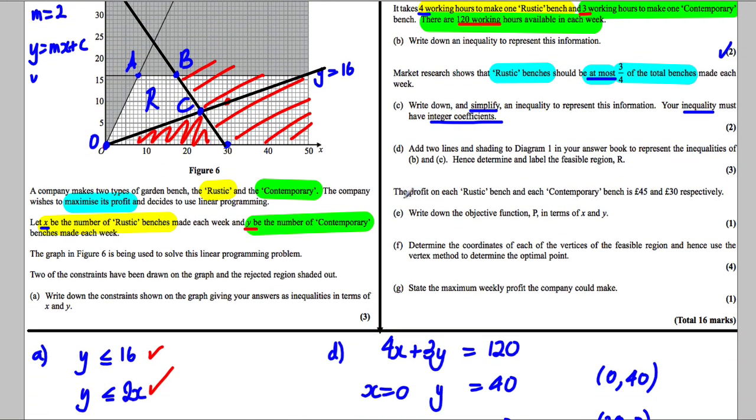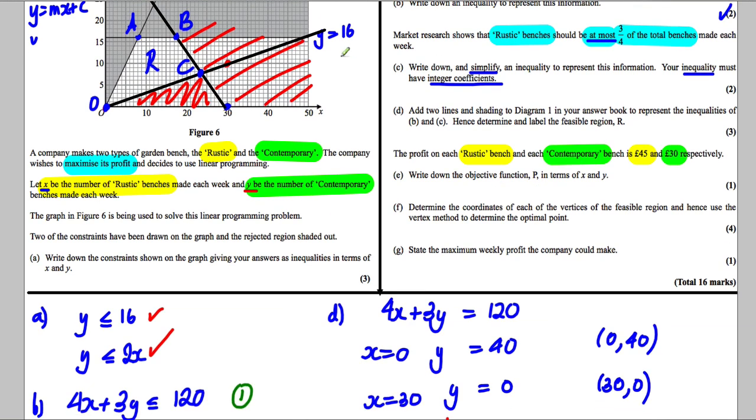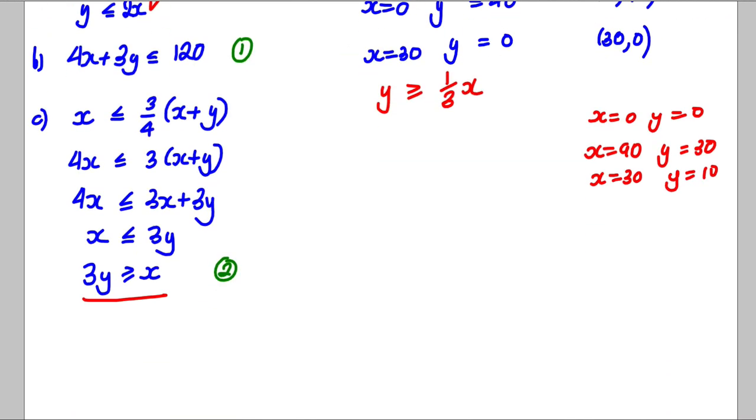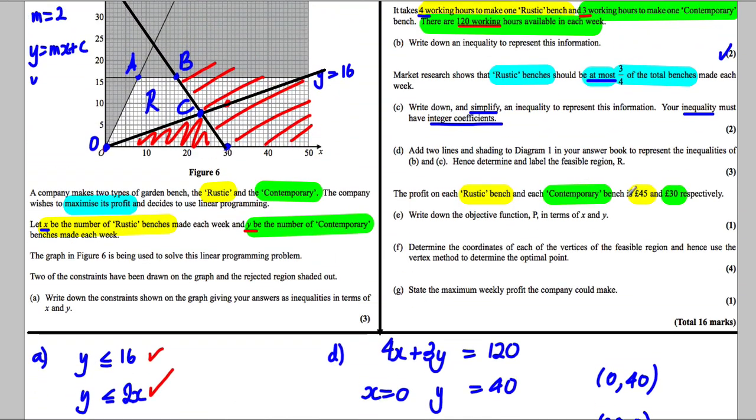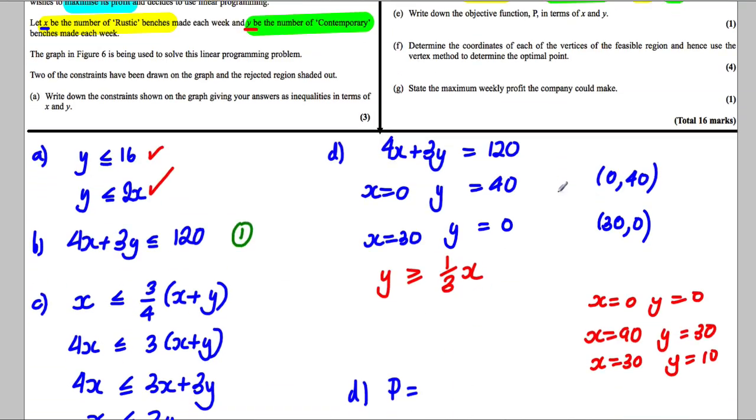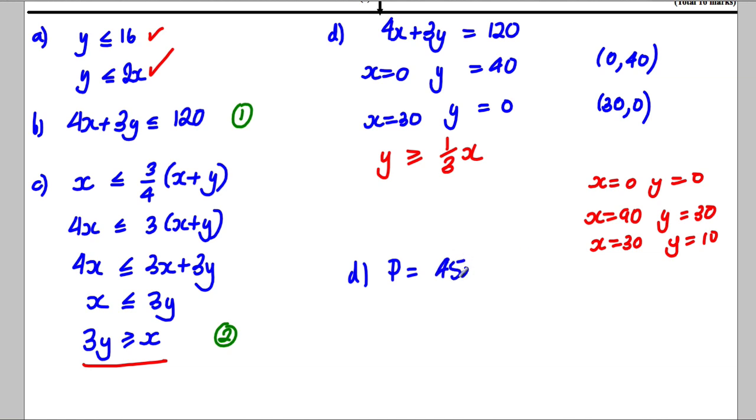Then it says, the profit on a rustic bench, now remember the rustics were the yellows, the profit on the rustic bench is £45, and the profit on the contemporary bench is £30. We want to write the objective function P. So for part D, it's easy. The profit P is clearly going to be 45 multiplied by x, add 30 multiplied by y. Okay, so that's our profit function, or what's called our objective line.